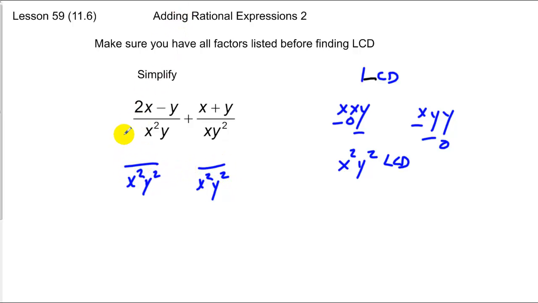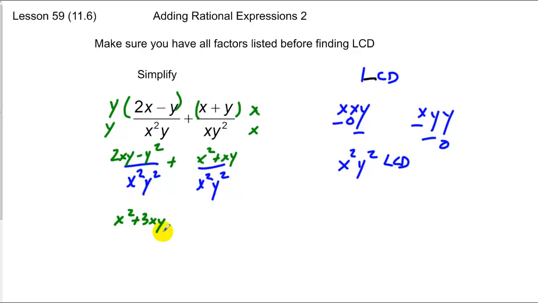Multiply the numerator and denominator by what you need to get from the original denominator to the new denominator. That's a y in this first case. Distributing through, 2xy minus y squared, plus, need an x in this case. Multiply through, I get an x squared and an xy. Add like terms, there's an x squared plus 3xy minus y squared over x squared, y squared.